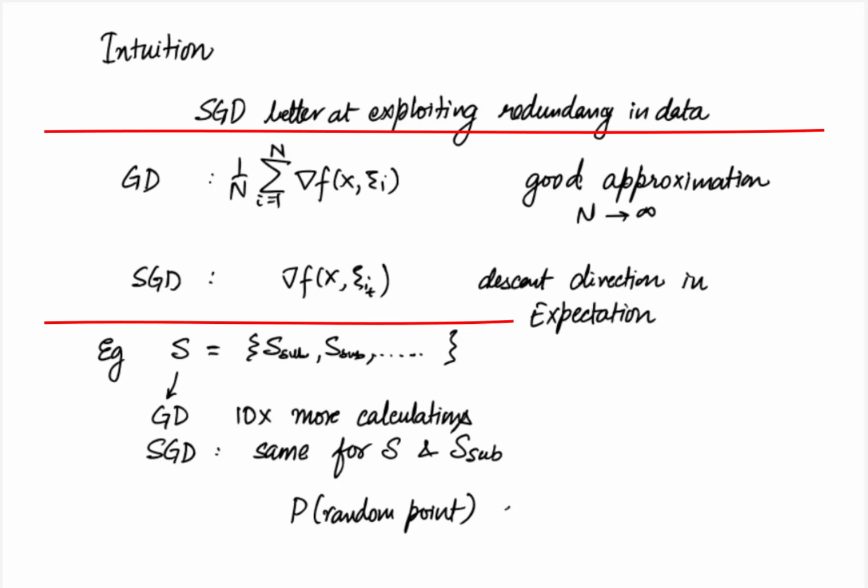So in this example, when there is redundancy in the dataset, it is clear that stochastic gradient descent is better because it is able to avoid a lot of calculations by exploiting that redundancy.